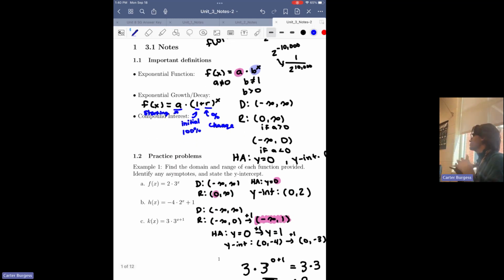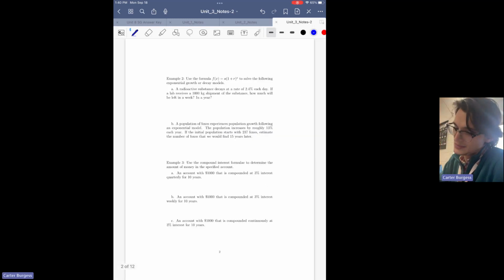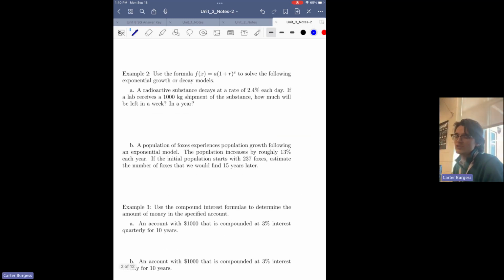All right, and that'll do for now, at least somewhat superficially. We're relatively happy with where that leaves us. All right, so let's take a look at example 2 here. We are being asked to use our growth or decay model in order to find whatever information we're being asked to find here. So for our first example, we are told that a radioactive substance is decaying at a rate of 2.4% each day. And we're trying to figure out how much of a 1,000 kilogram sample is going to be left after some designated amount of time.